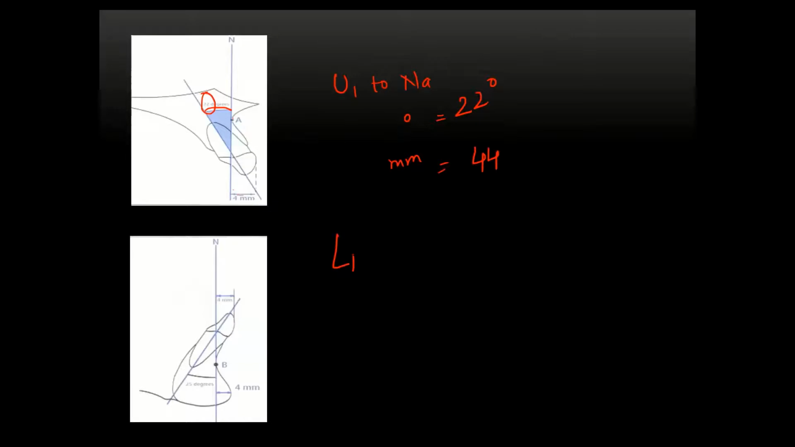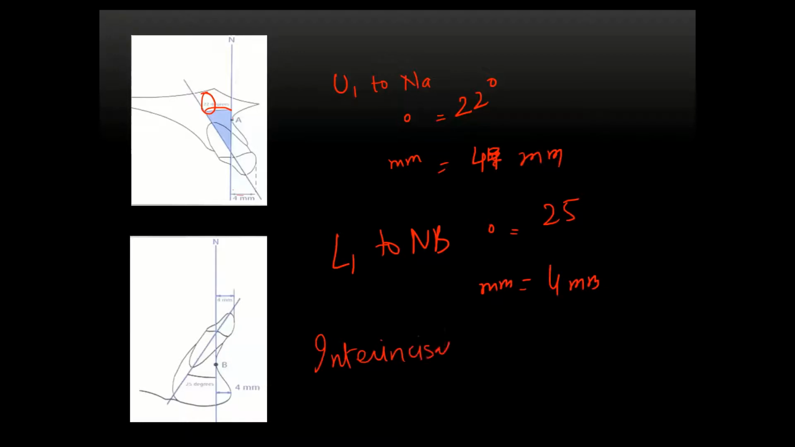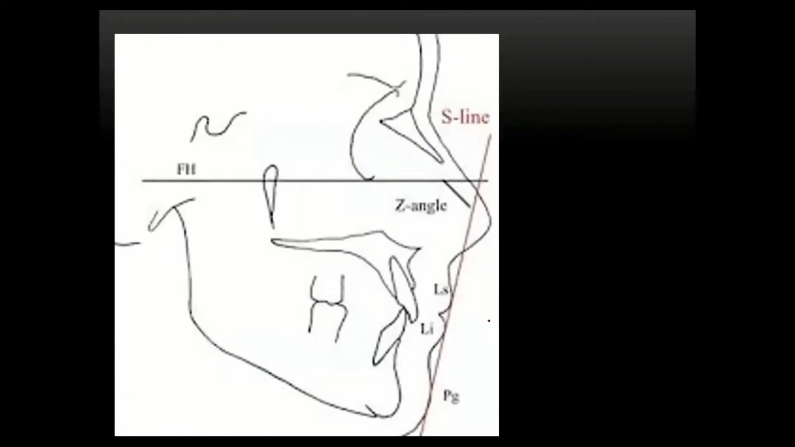Then is lower incisor to NB. Again, degree and in mm. Degree and linear. So degrees were 25 degrees, linear was 4 mm. Not 44, it is 4 mm. Okay, and the last angle was interincisal angle. Interincisal angle decreases with proclination of incisors, which is 130 degrees. So this was very easy. Steiner analysis. Easy, good analysis.